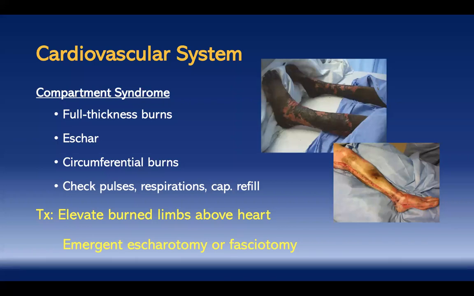in that limb. So escharotomy is just a slit through the eschar to relieve some of that pressure. And a fasciotomy is just a slit through the skin to relieve some of that pressure. And you're seeing a fasciotomy in that second picture there. So be aware of the risk for compartment syndrome with patients with major burns, especially circumferential burns.